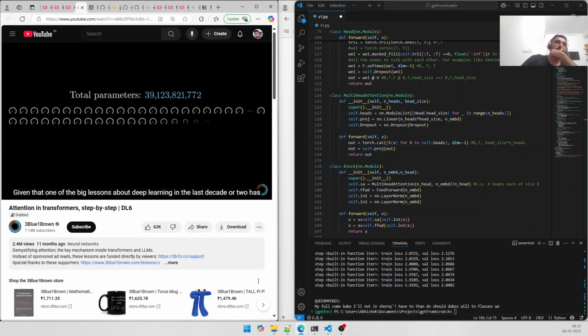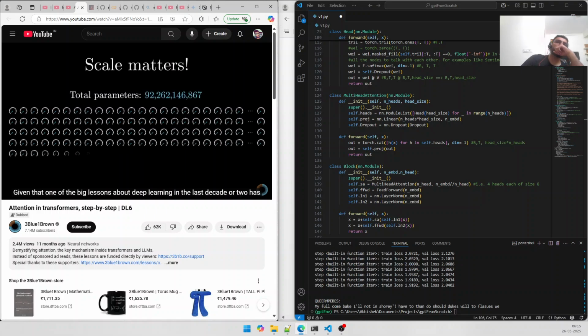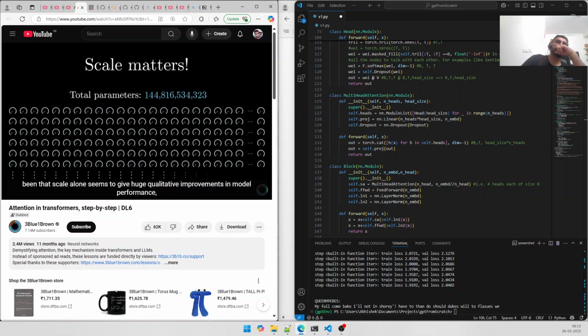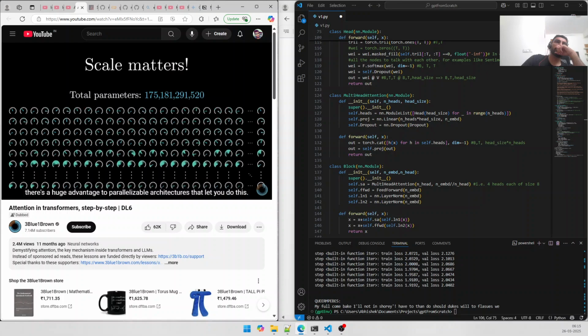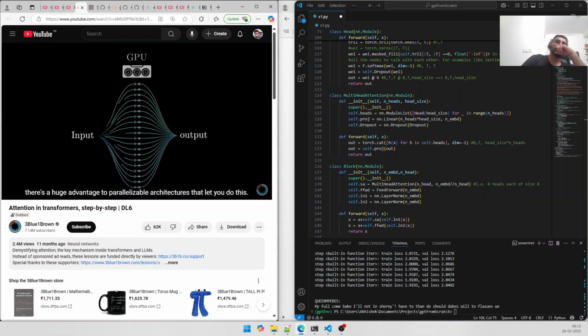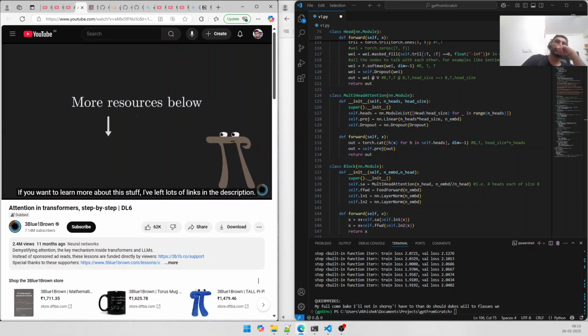Given that one of the big lessons about deep learning in the last decade or two has been that scale alone seems to give huge qualitative improvements in model performance, there's a huge advantage to parallelizable architectures that let you do this. If you want to learn more about this stuff, I've left lots of links in the description.